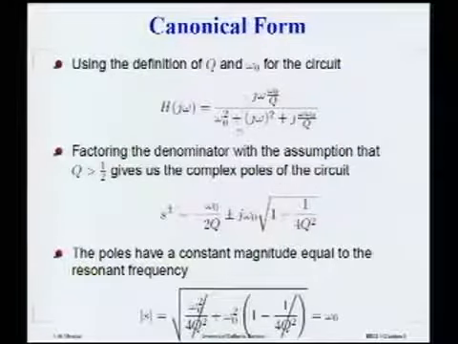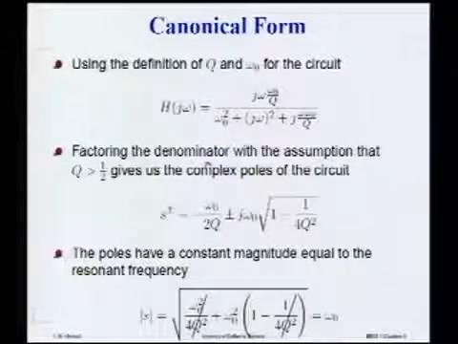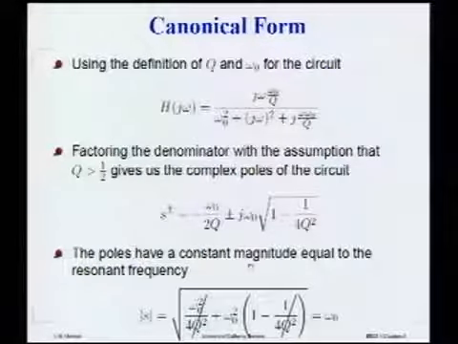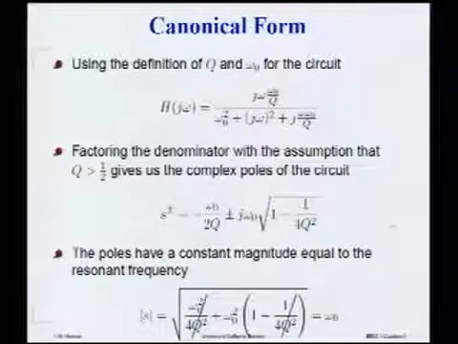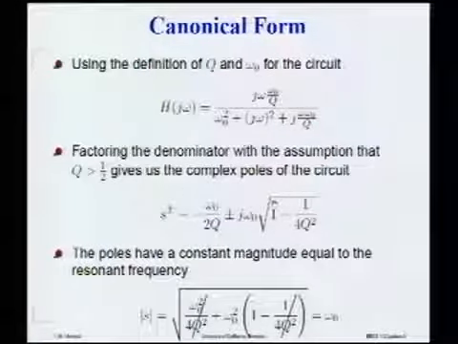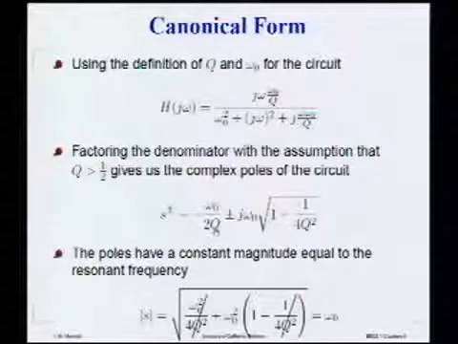So what you could do is take this denominator and factor it, right? We could find the poles of the circuit. If we factor that denominator and assume that the quality factor is bigger than 1/2, we end up getting two poles. This is a simple quadratic formula from fourth grade. These poles have a real part and an imaginary part, and we can see that the real part gets smaller and smaller as the quality factor gets larger and larger.